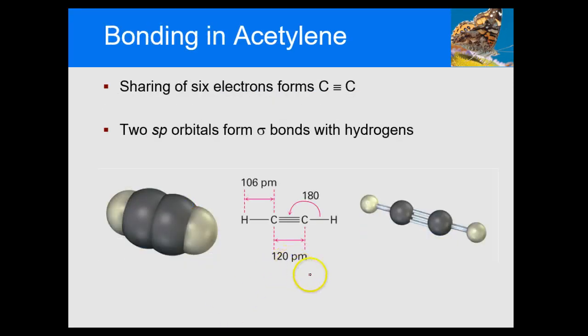Let me see if I can try to do it here. Nah, I'll just do it in class. Don't worry about it. It'll make sense in class. Bond lengths, don't worry about. Bond angles, worry about. So it's 180 degrees because it's a linear molecule. All right.